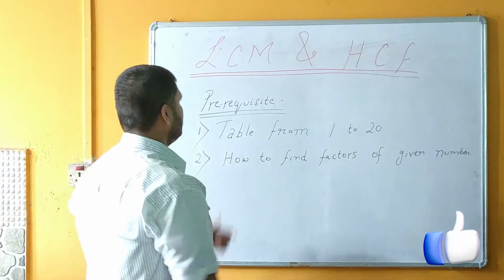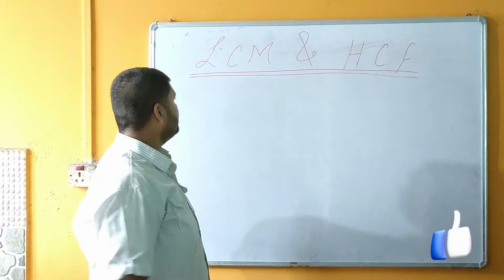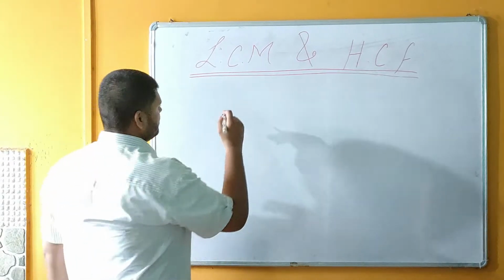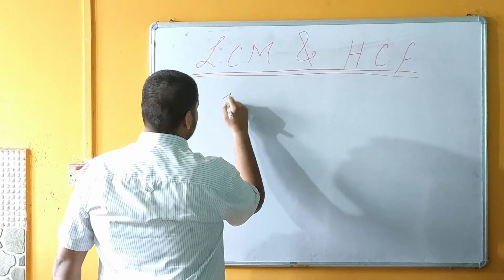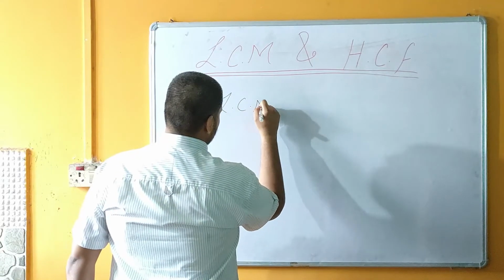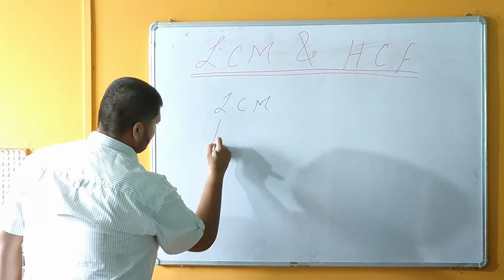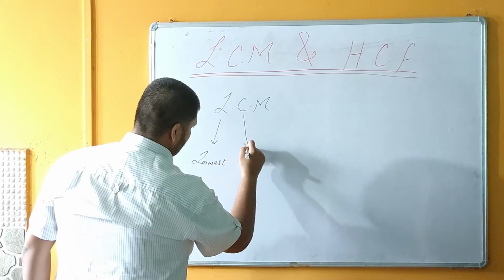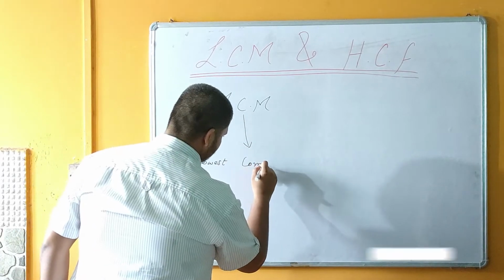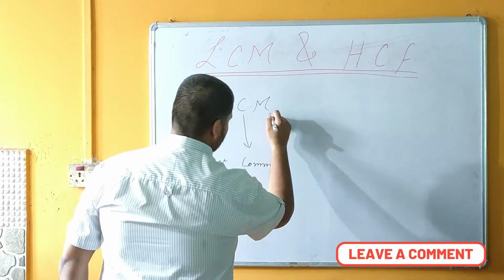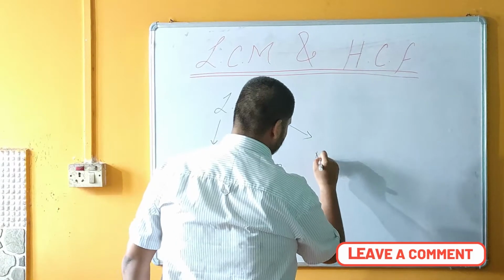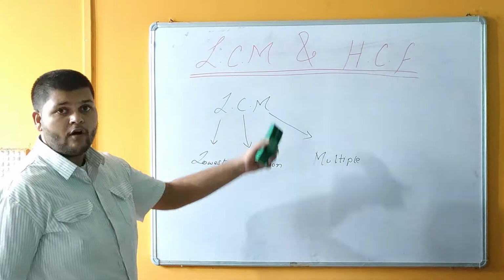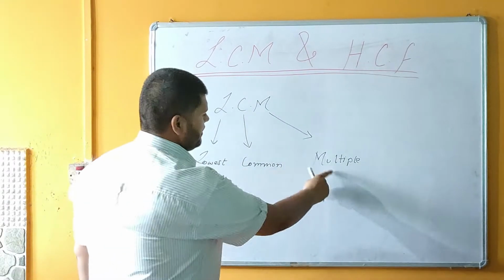So I am erasing this and beginning with LCM. What do you mean by LCM? First of all, we have to know what LCM is. So I am writing the full form. LCM: L stands for lowest, C stands for common, and M stands for multiple. So the full form of LCM is lowest common multiple.